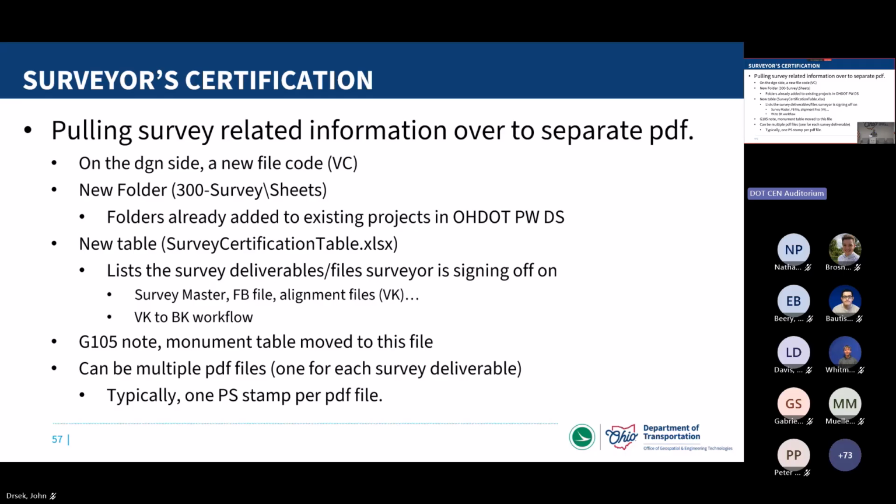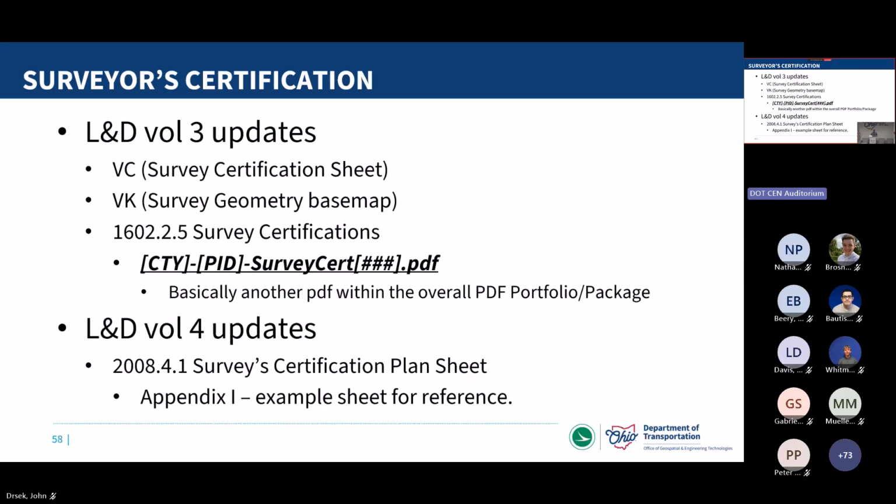So it doesn't mean that there can be just one. You could have multiple sheets, depending on how big the project is, how many surveyors are involved. You could put multiple stamps if they want to separate their work a little easier. So I would envision most of the time you're going to have one sheet of this, but just kind of noting it. So with that, L&D Volume 3 has been updated to include these things.